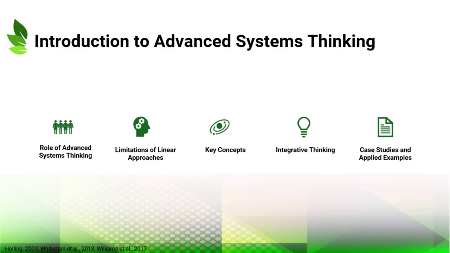Case studies and applied examples demonstrate how systems thinking supports better policy making, corporate strategy, and stakeholder collaboration. By adopting a systemic perspective, we can design adaptive, resilient, and inclusive solutions that address sustainability challenges at multiple scales. This approach equips us to manage complexity and drive meaningful change in pursuit of long-term sustainability goals.